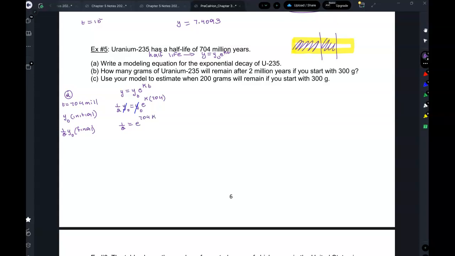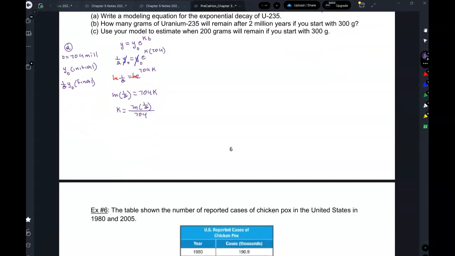So what I have here is half equals e to the 704k. Now, how did we get rid of all this? ln of both sides. So now I have ln of a half is equal to 704k. K is ln of a half over 704. Then put it in the calculator. So K is negative 9.846 times 10 to the negative 4, or negative 0.000986.